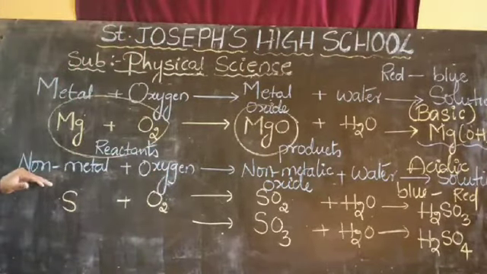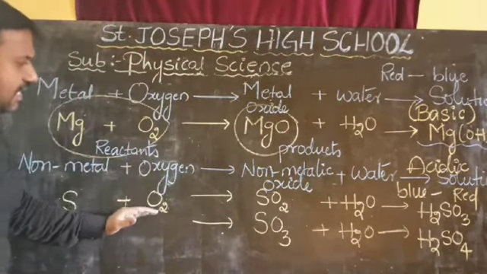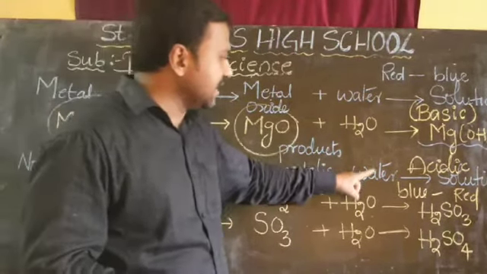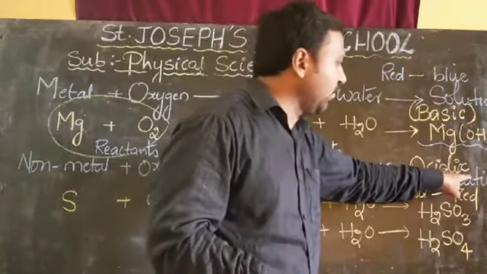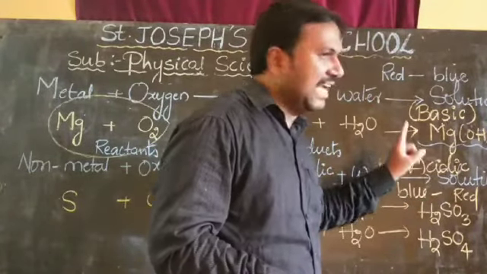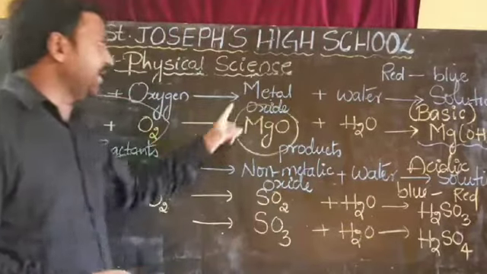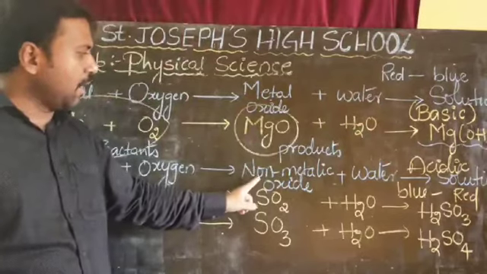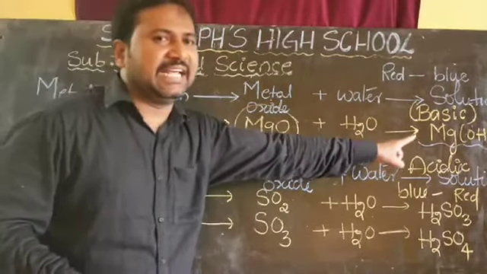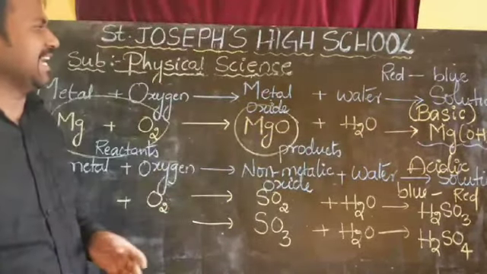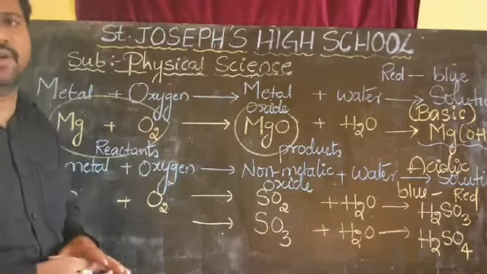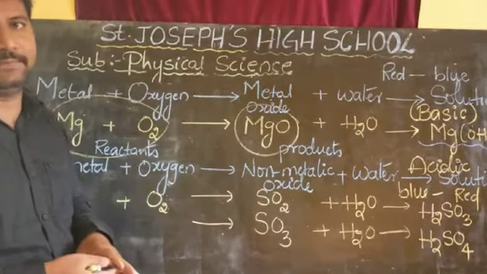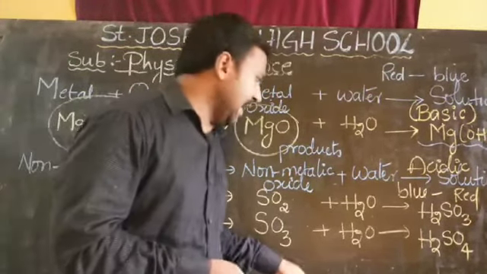Similarly, non-metals when they react with oxygen will give non-metallic oxide. That non-metallic oxide dissolves in water. The solution we get is acidic in nature. That means metallic oxides are basic in nature, and non-metallic oxides are acidic in nature. If you go to higher classes, you will learn some exceptions also. In the metallic oxides also, some acidic solutions are there. Those exceptions you will learn in the higher classes.